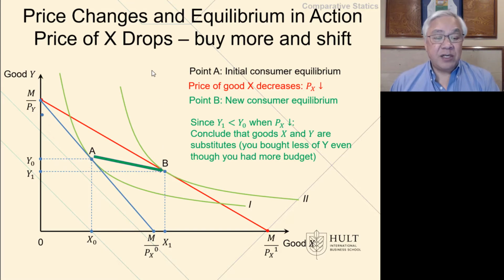So this is an illustration of a substitute product because we're substituting Y for X given the drop in price in X, right? So that's a good example of a substitute. This is the Pepsi and Coca-Cola example.